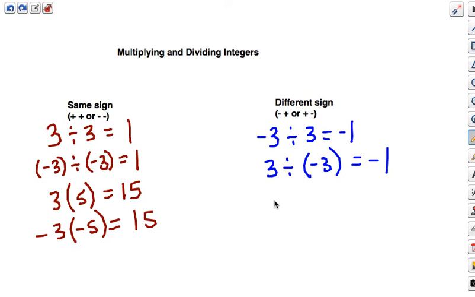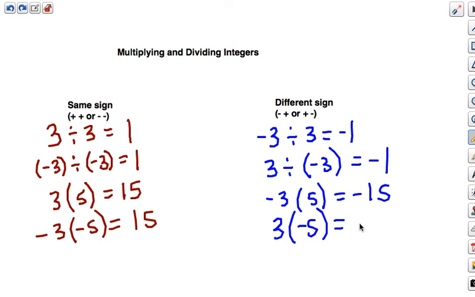All right, and then looking at multiplication, okay, same thing holds true. If you have -3 times 5, your product will be negative. And if you have 3 times -5, your product will be negative as well.